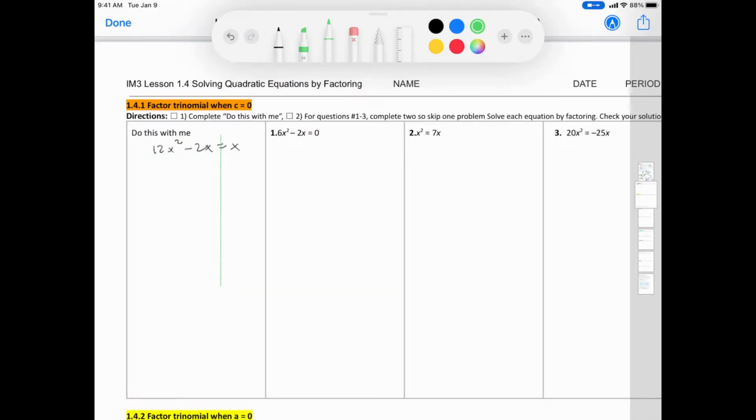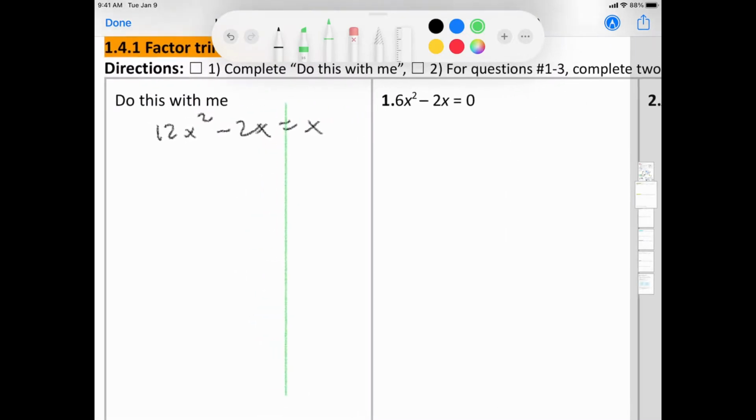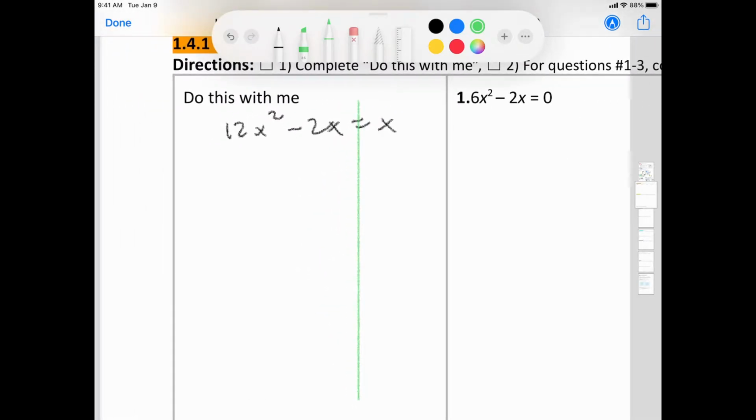All right, 1.41, let's factor a trinomial, but when your c value is equal to 0. Directions say complete this, do this with me. I'm going to show you how to do this problem in 2 ways. So let's call this number 1, the first way. Okay, I have a quadratic trinomial here. The first thing I'm going to do is go ahead and subtract this x. And it has a 1 in front, right? So these right here are like terms. And you'll get 12x squared minus 3x equals 0.